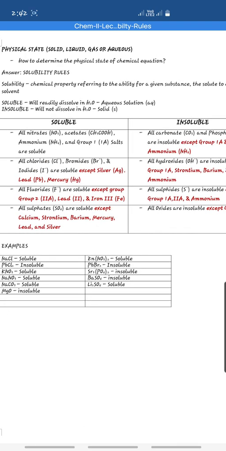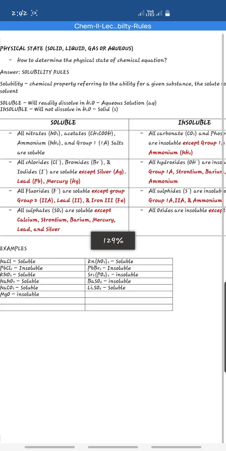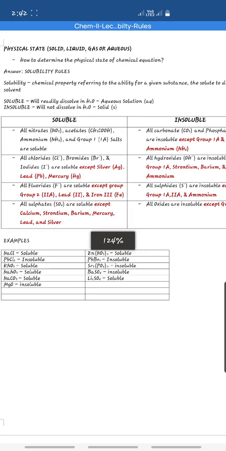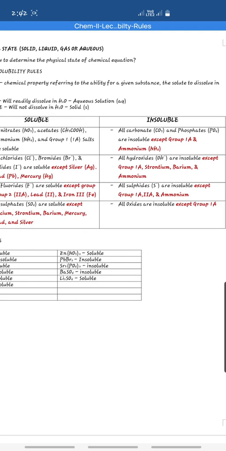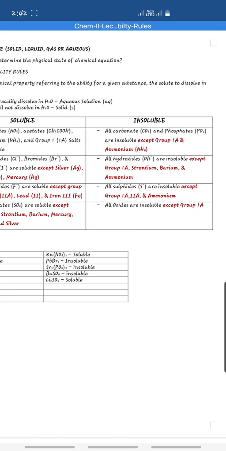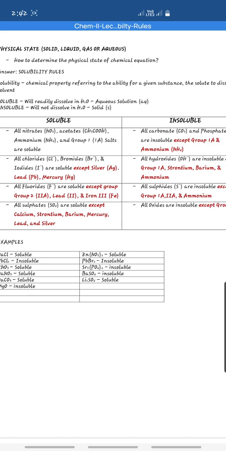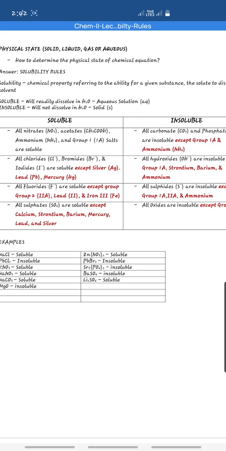So how do we determine the physical state of a chemical equation? Answer: by its solubility rules. As I've said, in the table these are the solubility rules on how you can identify and give the differences between the soluble and insoluble element. Let's also discuss what solubility is. Solubility is a chemical property referring to the ability of a given substance, the solute, to dissolve in a solvent. I know that you already know what a solute and a solvent are. You can differentiate the two terms.